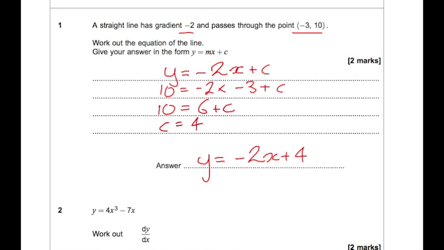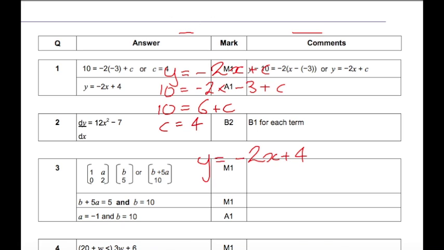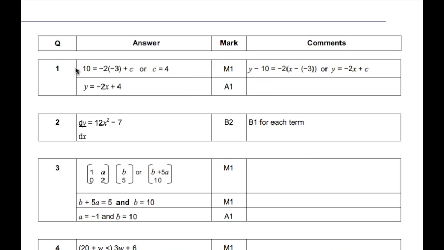Good, let's just double check the mark scheme. So, good, 1 mark for doing both parts. 1 mark for y equals -2x plus c, or c equals 4, and then 2 marks for both.